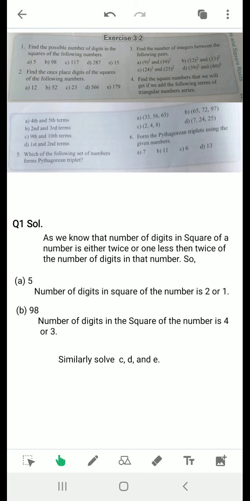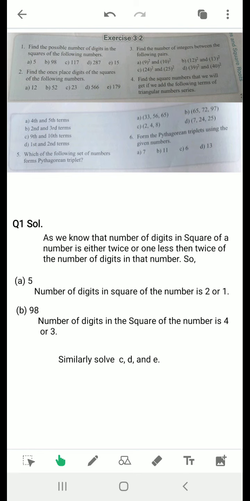Similarly, for 98, the number of digits in the square will be either 4 or 3. Why 4 or 3? Because 98 has 2 digits, so the number of digits in the square will be double, that is 4, or 1 less than twice, that is 4 minus 1, which is 3. Similarly, you can solve C, D and E. In C there are 3 digits in the number, so in the square there will be either 6 digits or 5 digits. Try to solve the other parts of the first question.